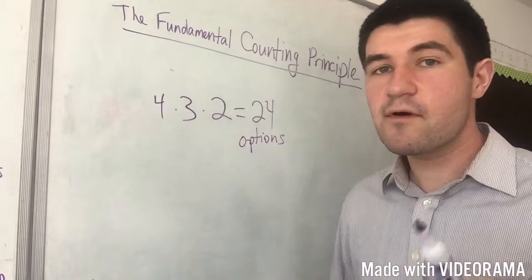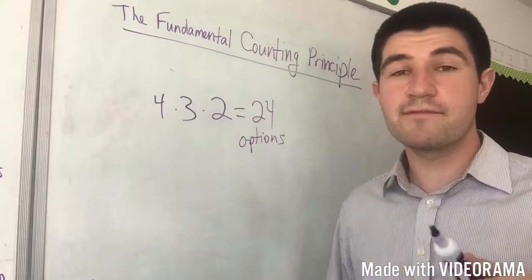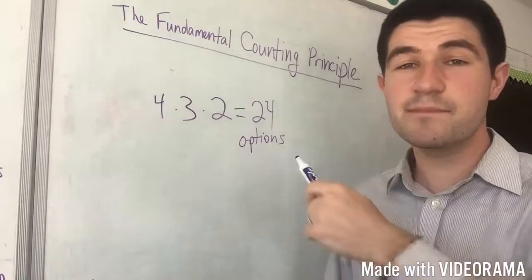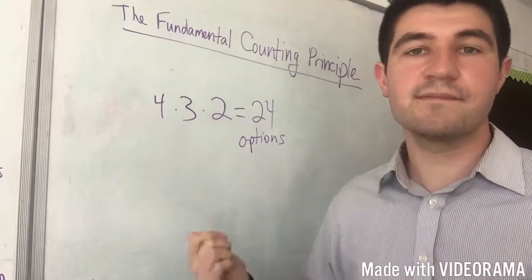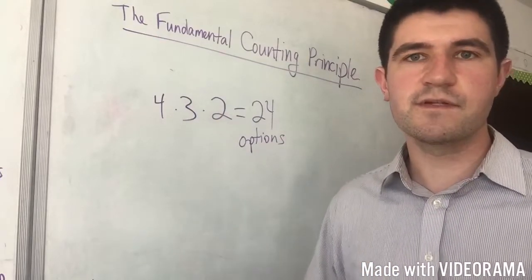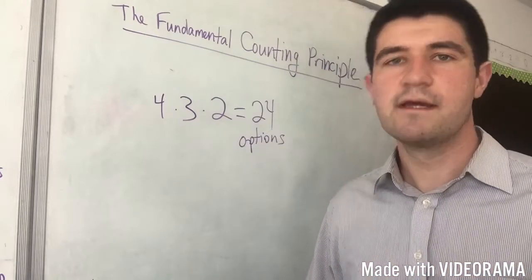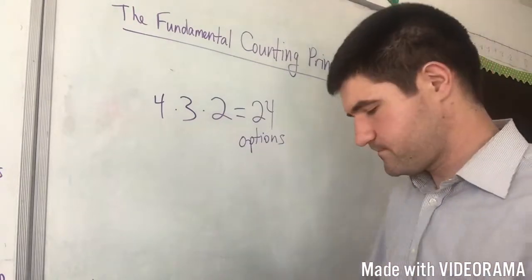Now, don't get me wrong, tree diagrams are very helpful in certain problems, but in simpler problems like this, you don't need to draw it if you don't need to. You could simply use the fundamental counting principle, which says 4 times 3 times 2 is 24 options.